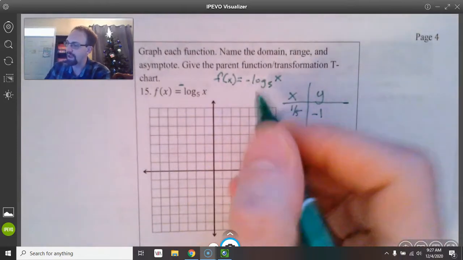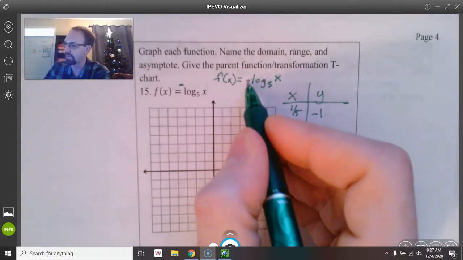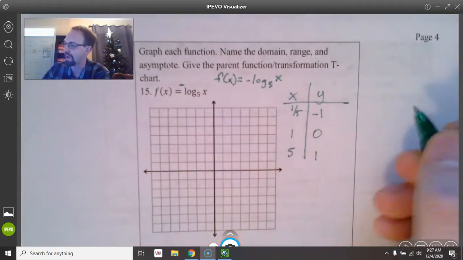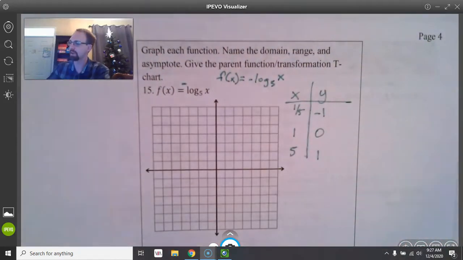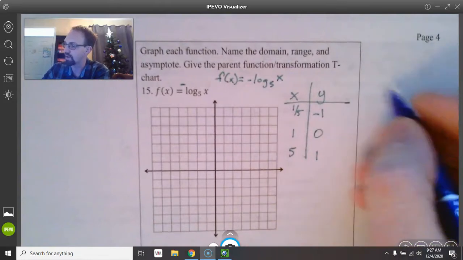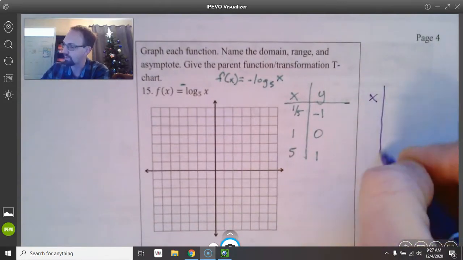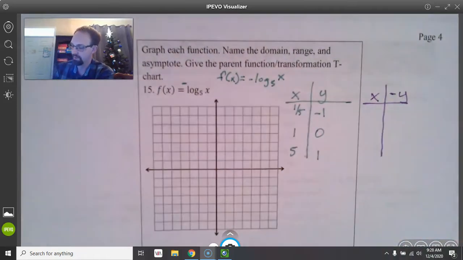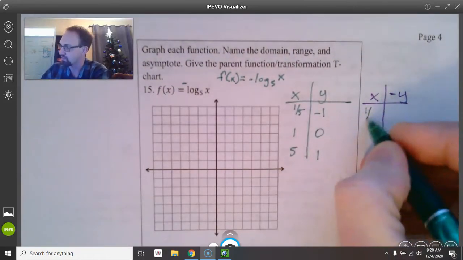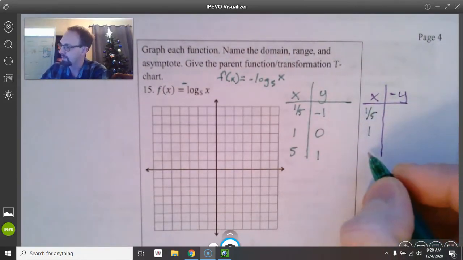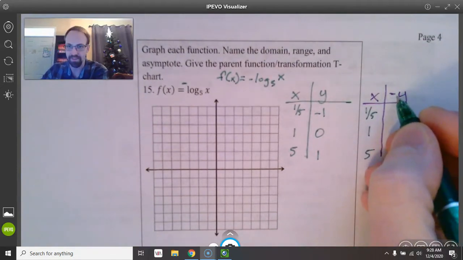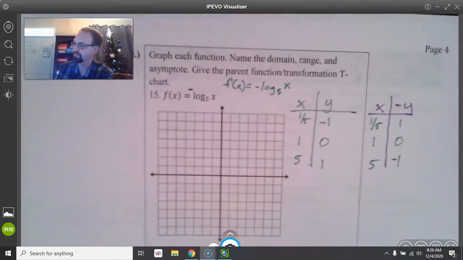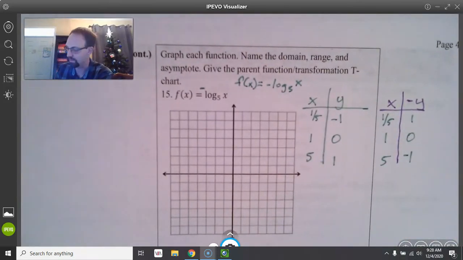So now we're going to have negative, so this is -1 times this result here, so it's opposite. In our transformed t-chart, x is not going to be modified, but it's going to be opposite of whatever y is. So my x value isn't changing, so this is just 1/5, 1, 5, but this is opposite of what our y is. So this is 1, 0, and -1. That's the difference between the two.